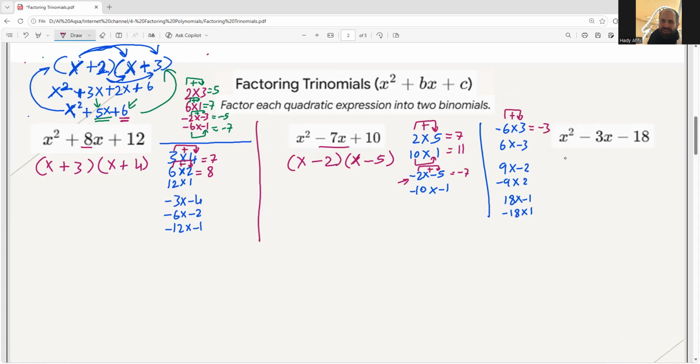I found my combination. So I'm going to open two brackets. I put x here, x there. I put the negative 6. Okay, this number is negative 6. Put it here. Doesn't matter. If you want to put it the other side, put it. And 3. Also can be written as x plus 3 multiplied by x minus 6. Both of them are correct.